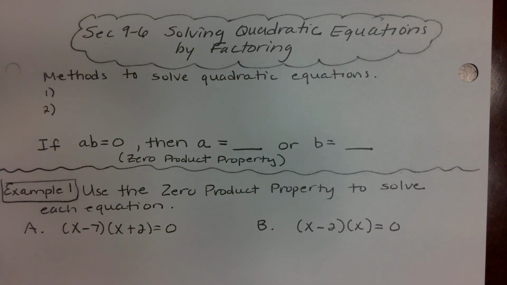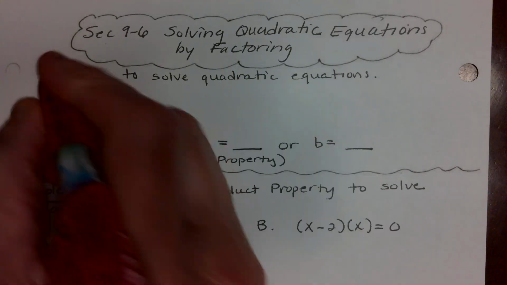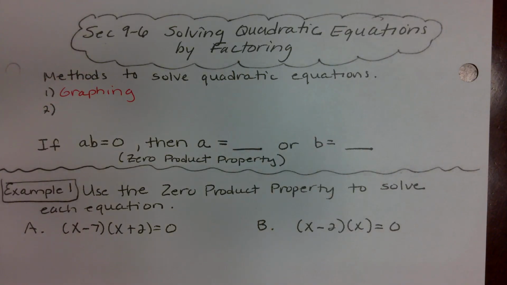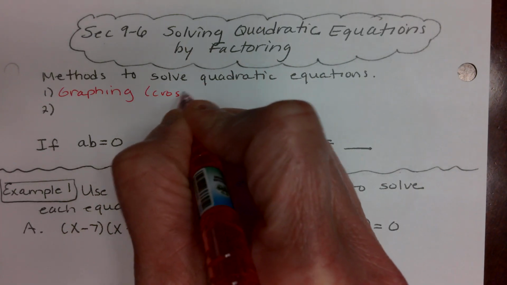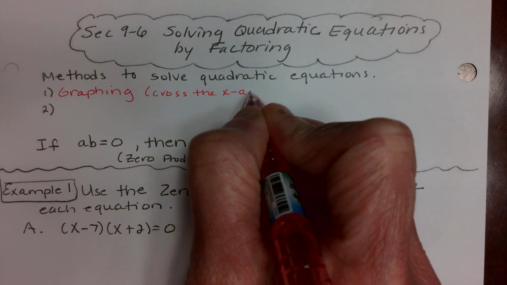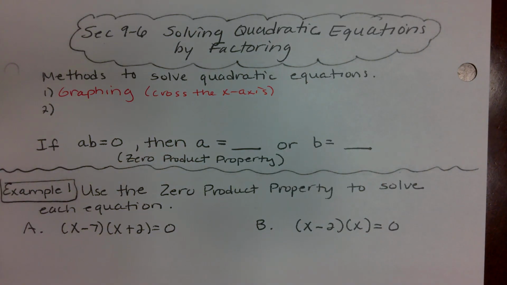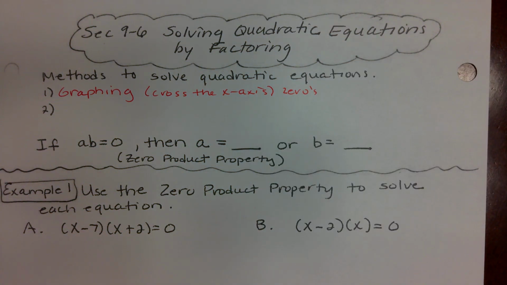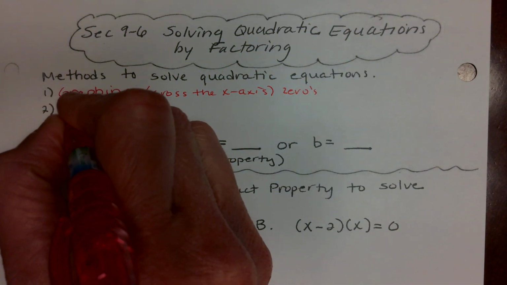All right, so we're doing 9-6, solving quadratic equations by factoring. Yesterday you learned that you could graph your quadratic equations, and then we looked to see where those parabolas crossed the x-axis, right? Where did they cross the x-axis? Because those were the solutions we were looking for. The zeros, we called them. Well, today we have another method, which is factoring.